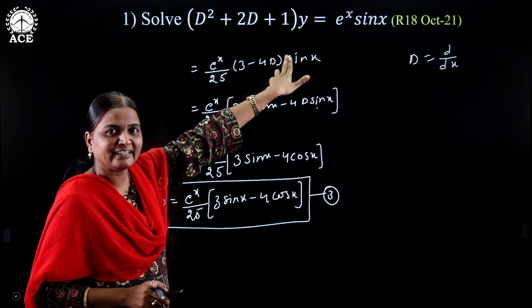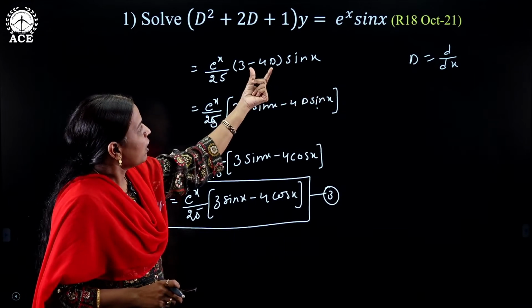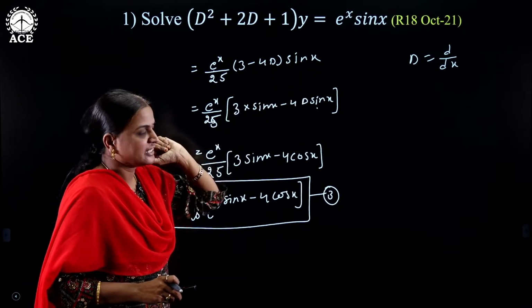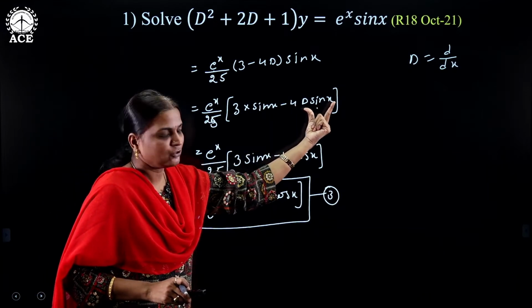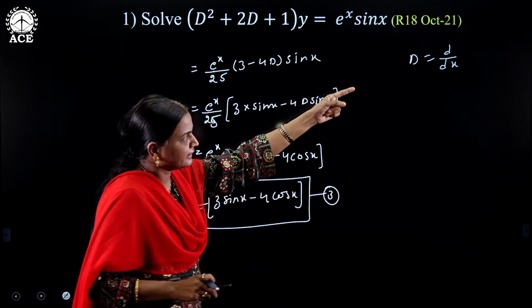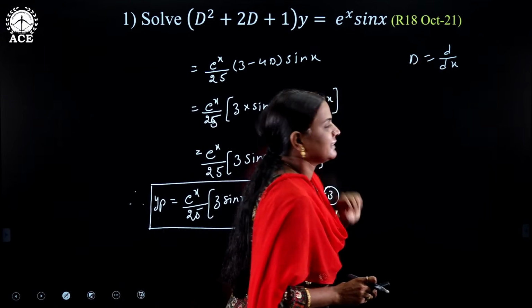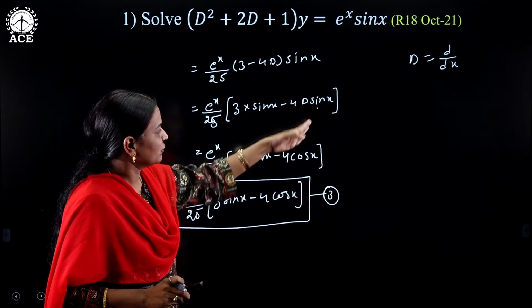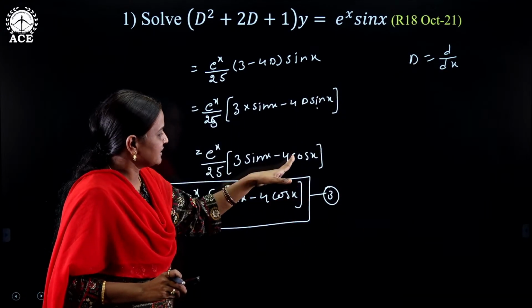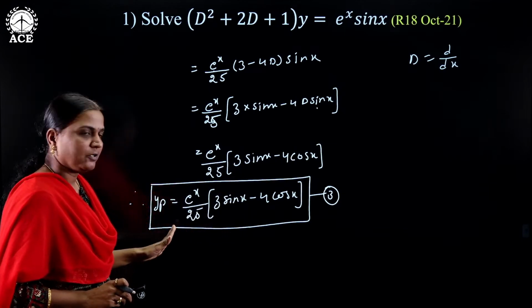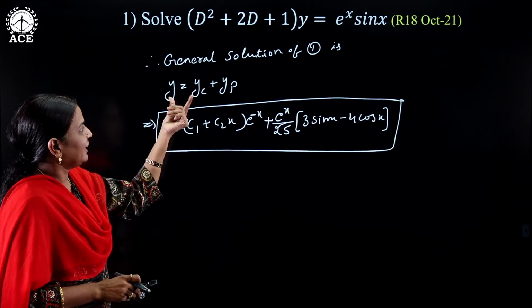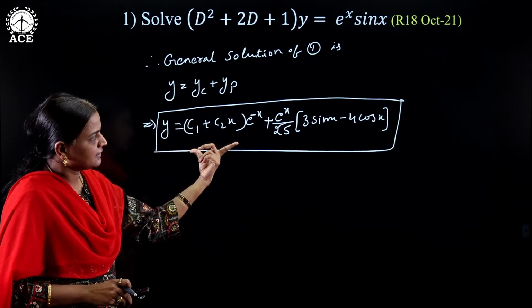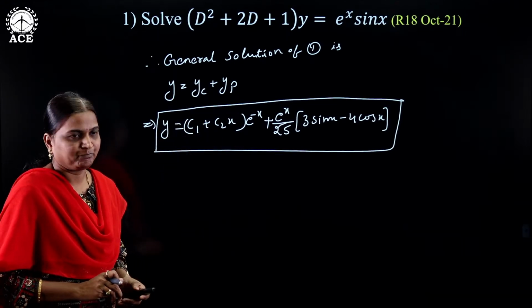D is nothing but a differential operator. So, operate sin x with 3 minus 4d, then we get 3 into sin x minus 4 into d into sin x. What is d? D is nothing but the differential operator, that is d by dx, so it gives cos x. Differentiation of sin x is cos x. So, this is the particular integral. At last, write the general solution is y equal to yc plus yp. This is the required general solution.